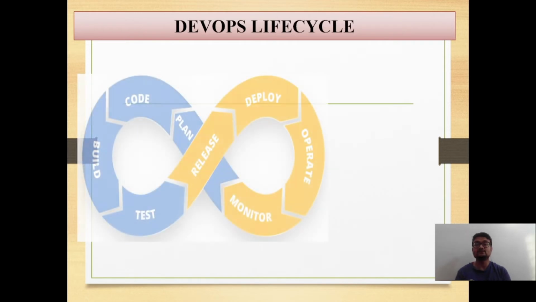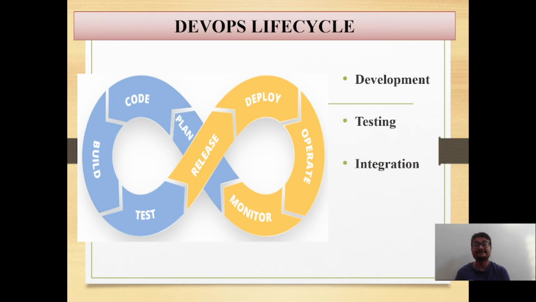So this is how the DevOps life cycle looks. First development, next testing, next integration, and then deployment. At last, after doing all those things, we have to monitor our application.